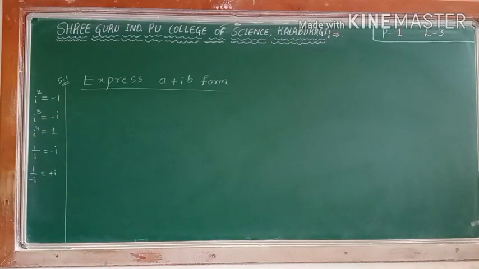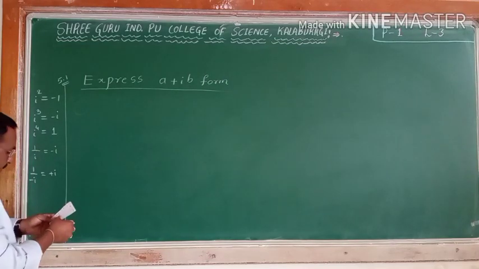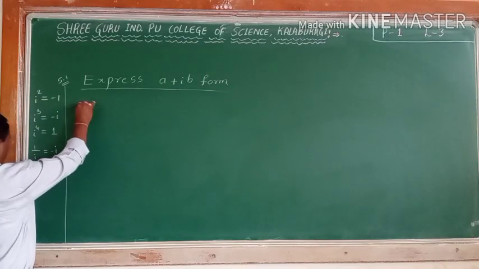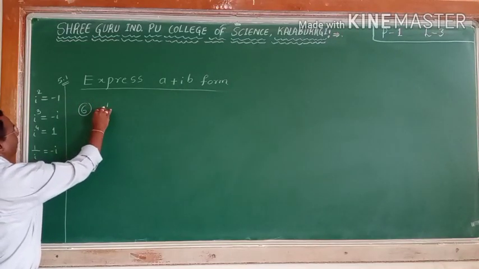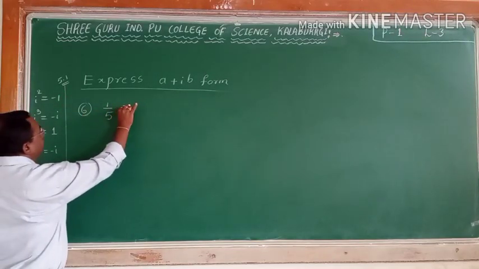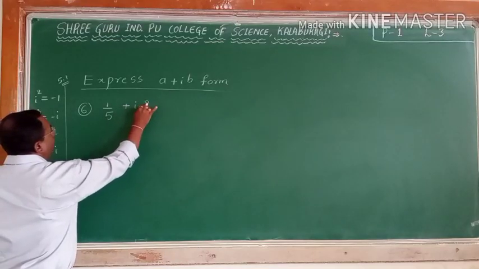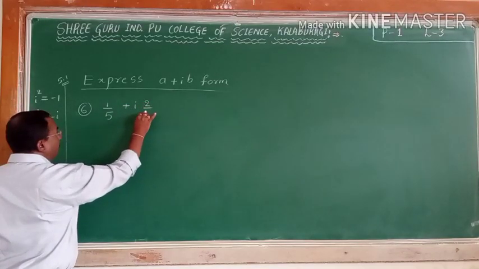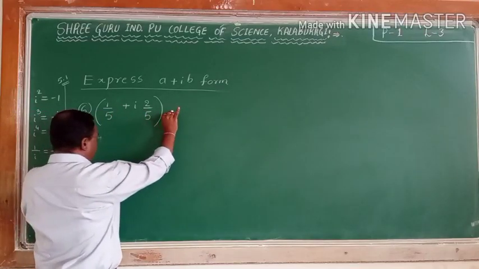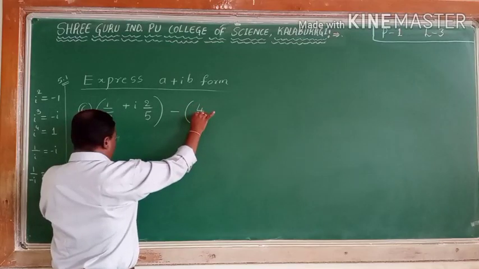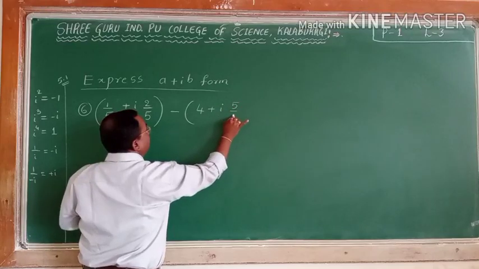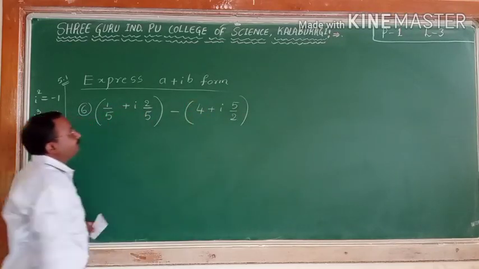Next, example number 6. Express a plus ib form: 1 by 5 plus I times of 2 by 5 minus 4 plus I times 5 by 2.